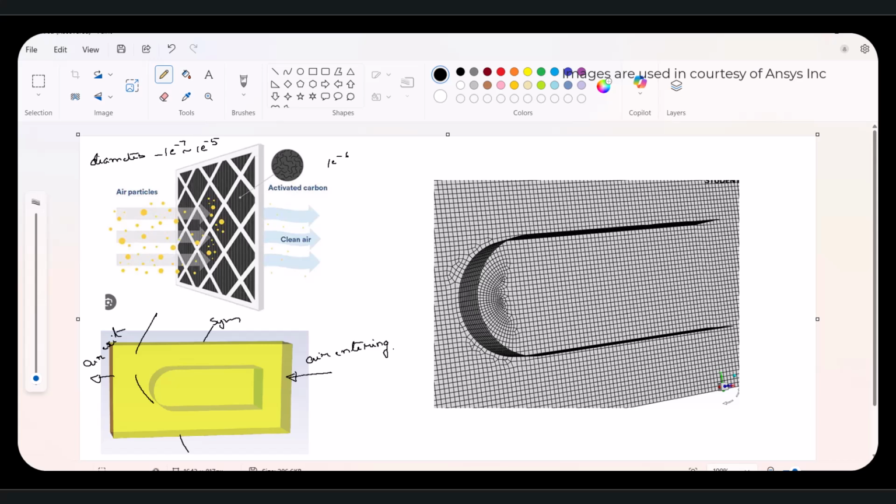In our procedure, first we perform the steady state analysis to verify how the pressure is dropping across this porous media. So this is all porous media. Okay, sorry, this part we'll leave; this is not a porous media. Only these parts we'll define.